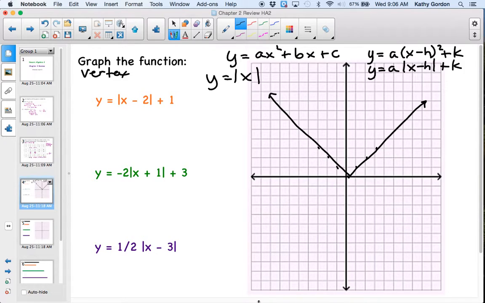So that's what we call the parent function. It's the simplest graph and the simplest function of absolute value of x that we can have. And this is what it looks like. Now, when we have a, h, and k values, they affect what this graph is going to look like.